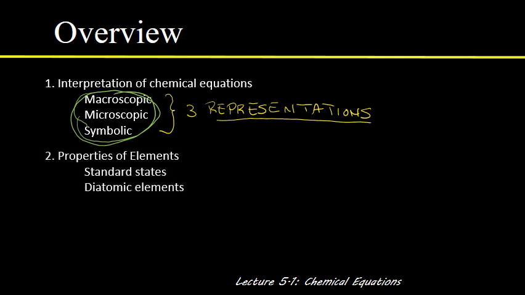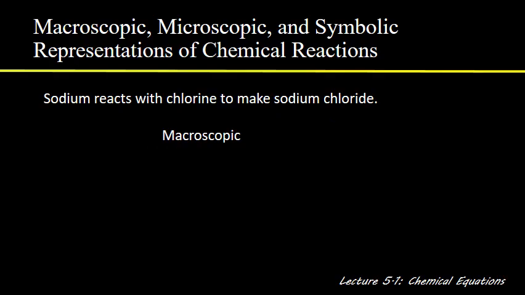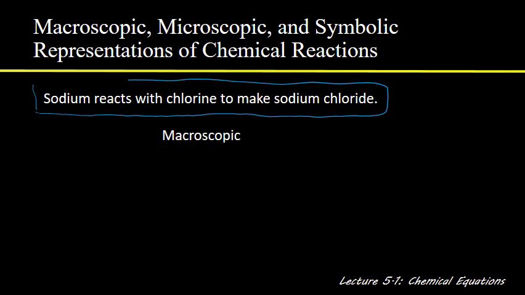We're also going to look at properties of the elements, their standard states, including diatomic elements. We'll talk about balancing chemical equations and states in chemical equations. All right, so here's a simple chemical reaction. Sodium reacts with chlorine to make sodium chloride.